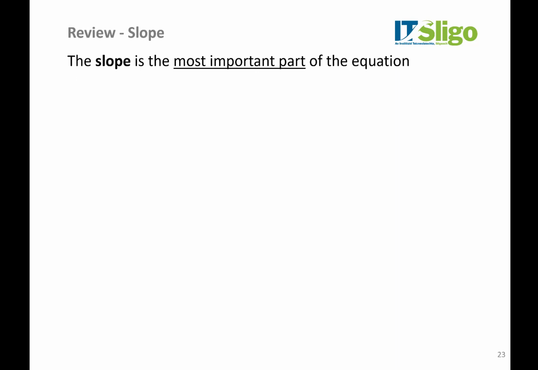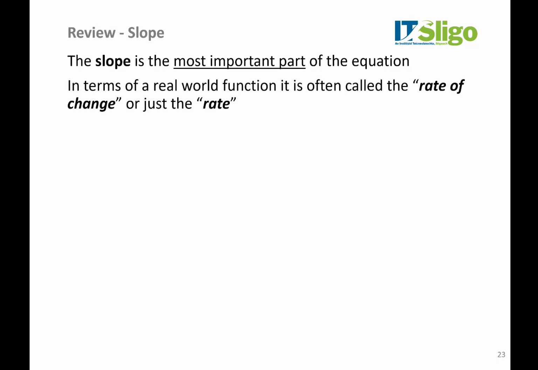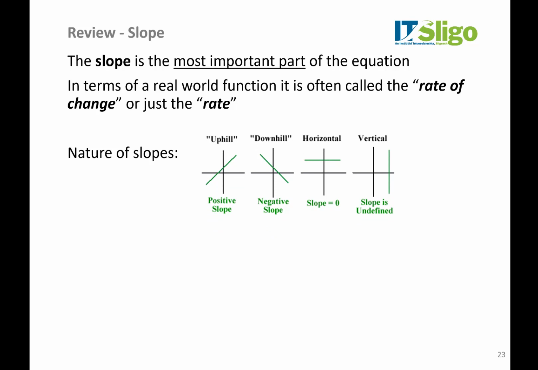So that, guys, kind of finishes up the lectures really for linear functions. Just to give you a quick review of the really important bits before we disappear. The slope is the most important part, and most particularly the nature of the slope. Is it positive or negative? In terms of a real world function, slope is called rate of change or just the rate. So anywhere where you see the word rate, you're looking for the slope. An uphill slope is positive, a downhill slope is negative.